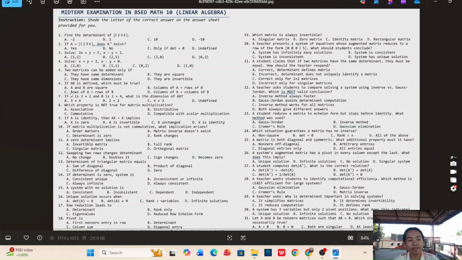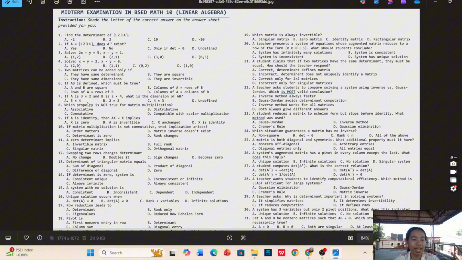Number 6 question. If AB is defined, which must be true? The correct answer for this is letter B. This is because matrix multiplication is defined only when the number of columns of the first matrix equals the number of rows of the second. So the correct answer is letter B.